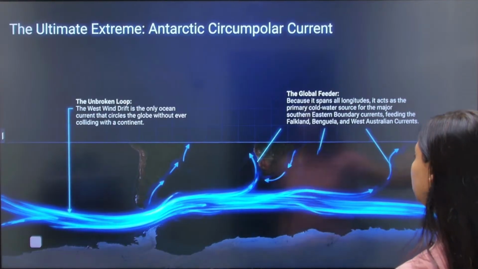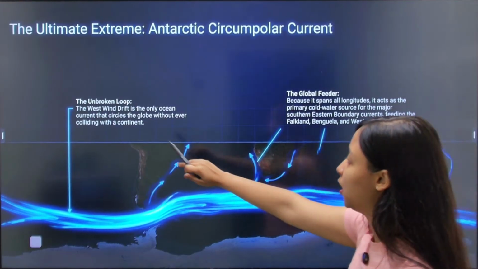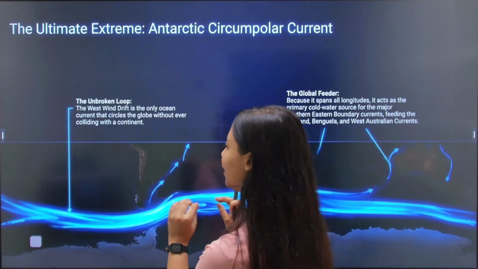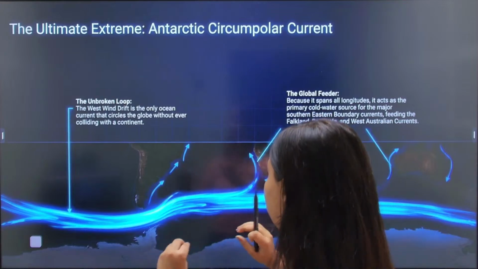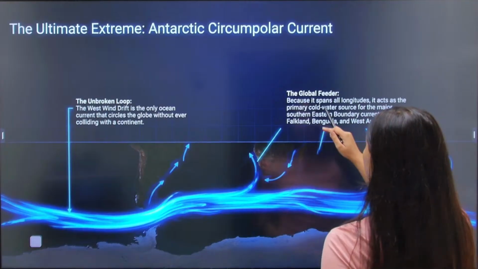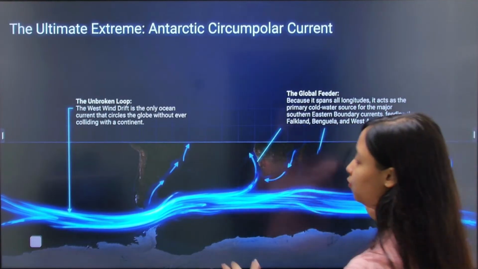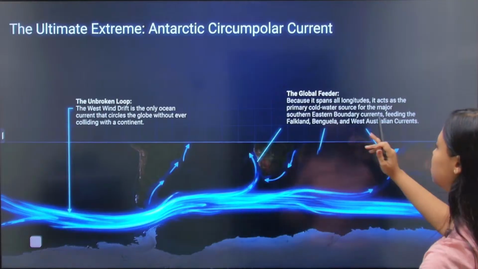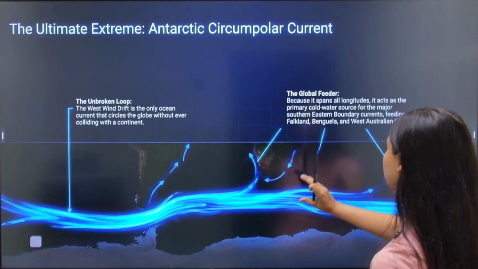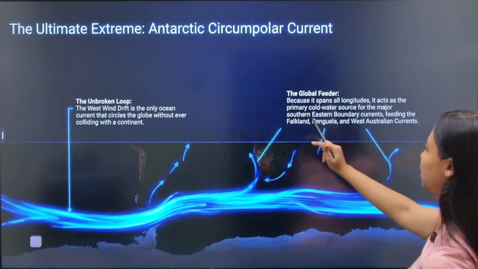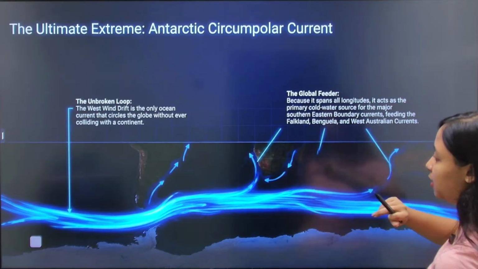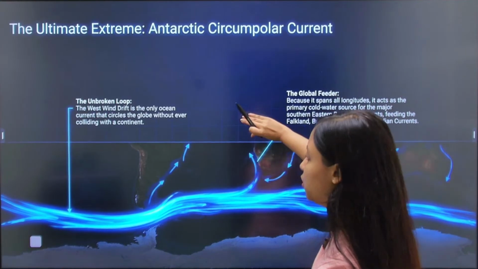This is the unbroken current, the west wind drift. The unbroken loop: the west wind drift is the only ocean current that circles the globe without ever colliding with any continent. It circles the entire continent of Antarctica. Because it spans all the longitudes, it acts as a major cold water source, from the Antarctic Ocean. It is the primary cold water source for the major southeastern boundary currents. Currents like the Falkland, Benguela and West Australian currents get their water from the west wind drift only.